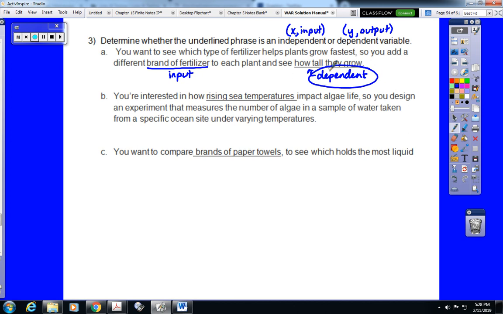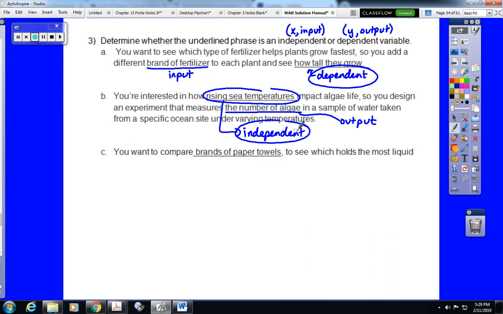Second one says you're interested in how rising sea temperatures impact algae life, so you design an experiment that measures the number of algae in a sample of water taken from a specific ocean site under varying temperatures. So you are counting the output, number of algae, that's an output, which means the underlined section would be an input, that is domain value, that is the independent variable. That is what is influencing the population, is the temperature. So that's the input, the independent variable, the x value.